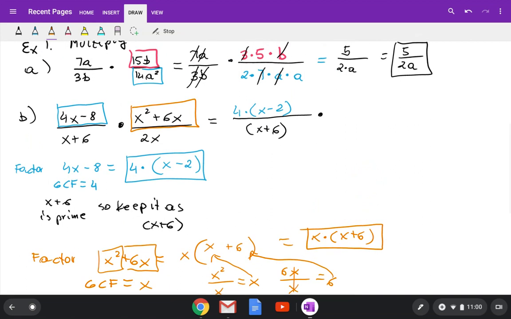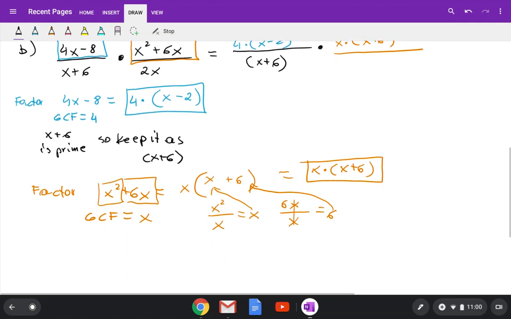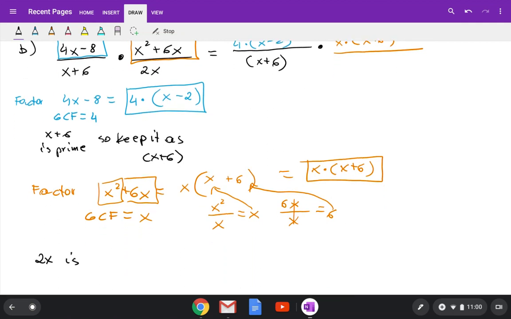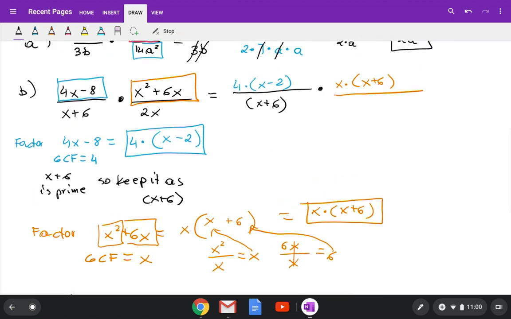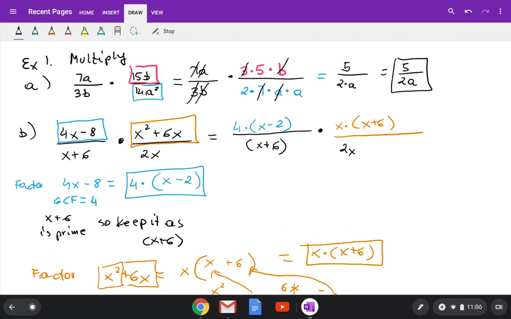Okay, so I'm going back to my original. X squared plus 6x, we're going to rewrite as x times x plus 6 over, and then you have 2x. Again, 2x, it's prime also. We cannot factor. 2x is prime. There's no GCF between 2 and x, so we're going to keep it. Like you see, what we have here now, we rewrite the original expression, rational expression times rational expression, using all the factors.